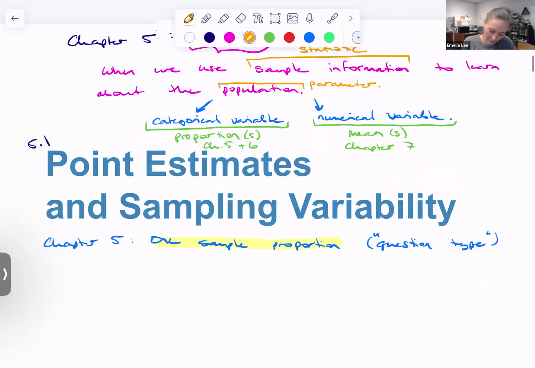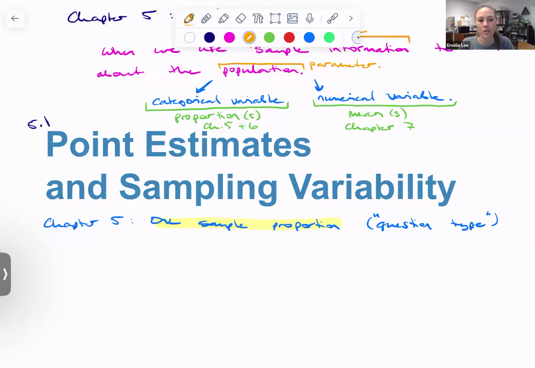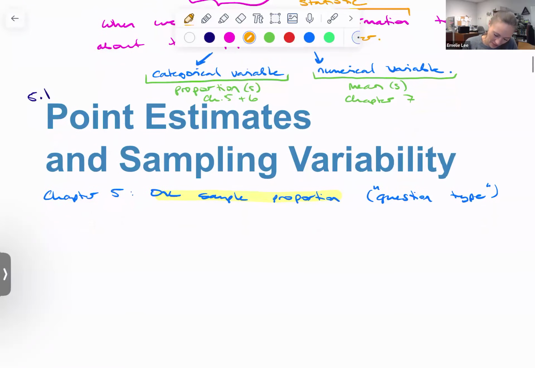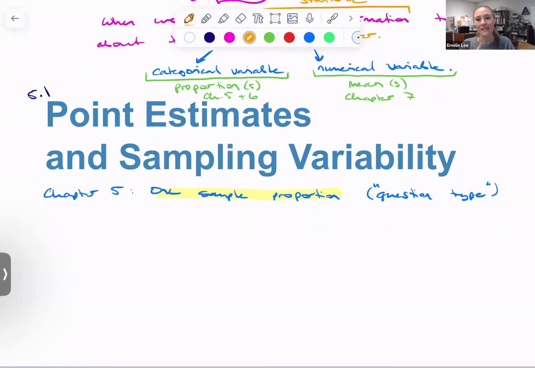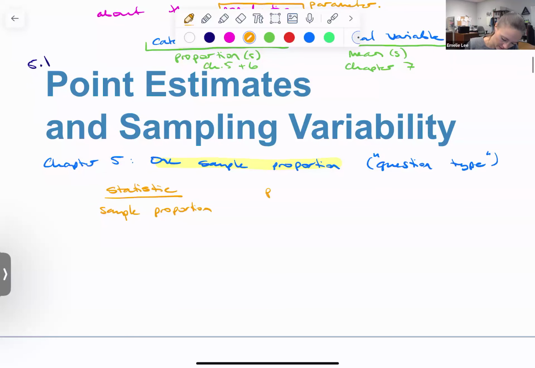Okay. Now, for one sample proportion, and I am jumping ahead in the slides because sometimes the slides work for me and sometimes they don't, and that's okay. But for one sample proportion, the statistic that we're going to be working with is going to be the sample proportion, whereas the parameter is going to be the population proportion.